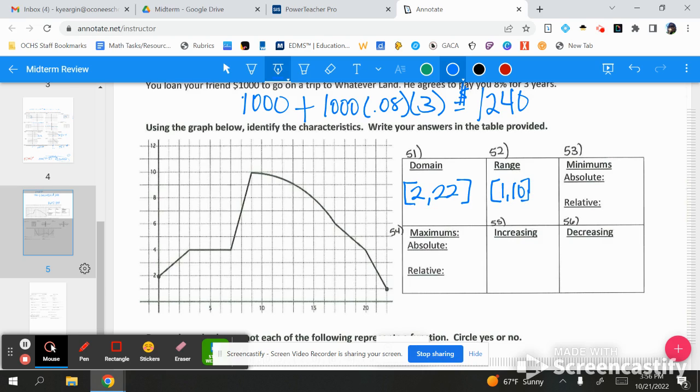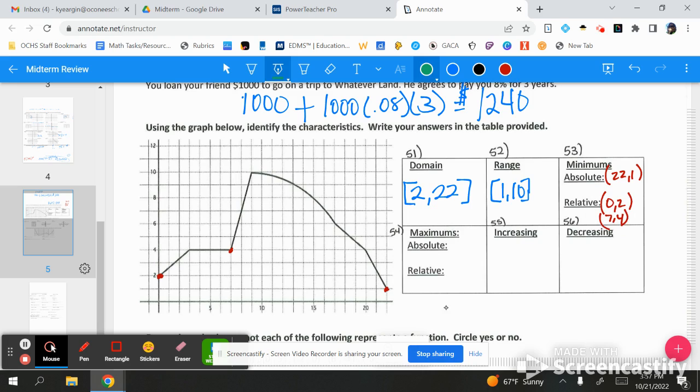We're talking about minimums. These are our lowest points on the graph, so we do here, here, and here. Our absolute minimum is going to be the lowest point, so that would be 22, 1, while our relative mins would be 0, 2, and 7, 4.